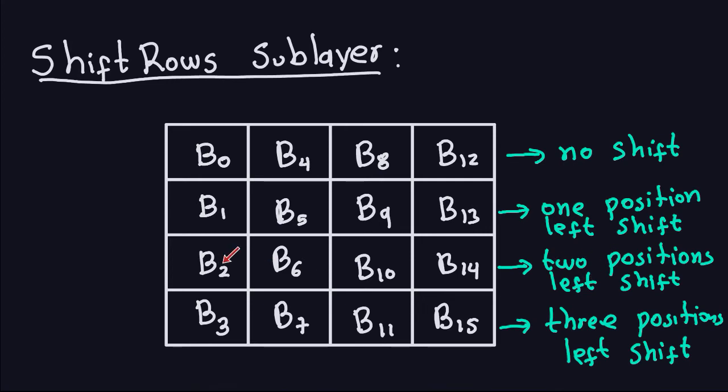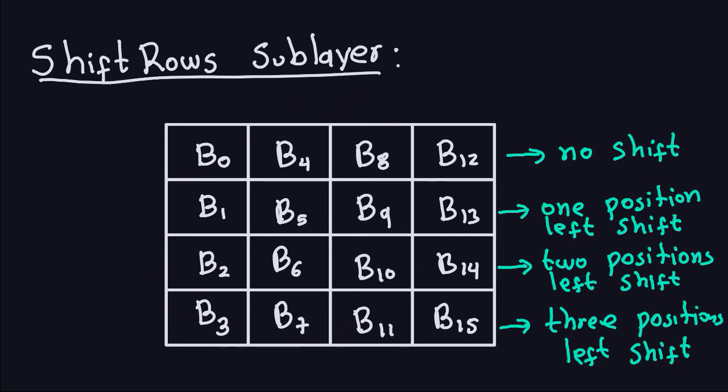So I'm gonna move, in this case, this is gonna be the third row, the whole thing. So I'm gonna move the B2 to the end, and I'm also gonna move the B6 to the end. And the last row is gonna be shifted 3 positions to the left. So in this case, I'm gonna move the B3 to the last position, the B7 behind it, and the B11 behind it. So that's what the shift rows is doing. It's basically shifting the rows of this rectangular array.